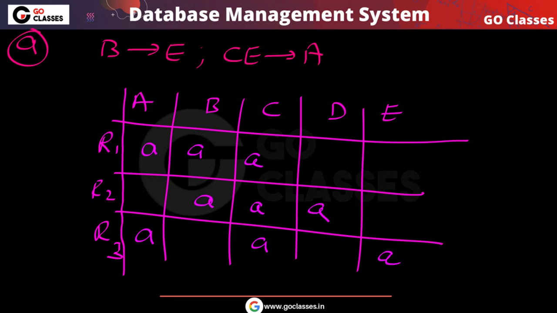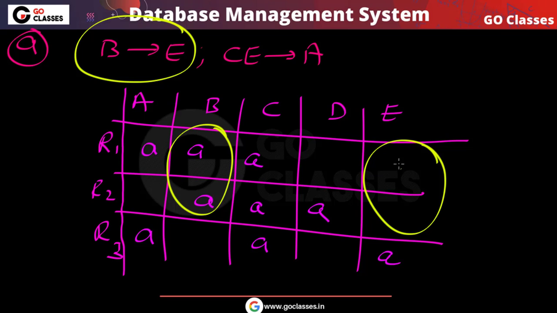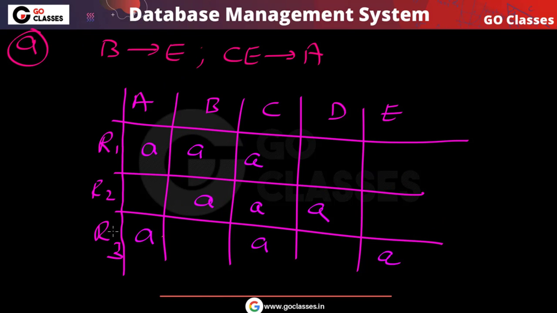Now notice the dependency B determines E. What it means is that if two tuples have the same B value, they must also have the same E value. You can notice these two tuples have the same B value, so they must also have the same E value. Here we can put the same value, because we don't know what the value of E is, so let me put the value b here. This is what we got.